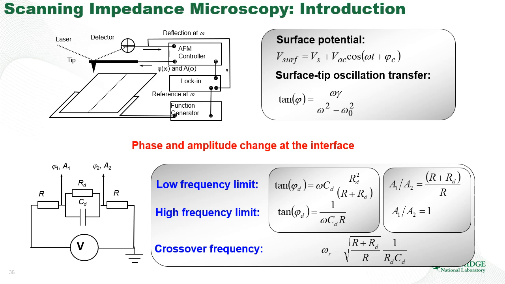It turns out that for a simple RC interface, we can calculate the phase shift across the interface and the amplitude change across the interface. For low frequencies, the phase shift linearly increases with omega, and in the high frequency limit the phase shift goes as 1 over omega. And we can find the crossover frequency between the low and high frequency regimes. It turns out that the crossover frequency is determined by the properties of the interface. This is just the interface time constant. And it's determined by the properties of the current limiting resistors.